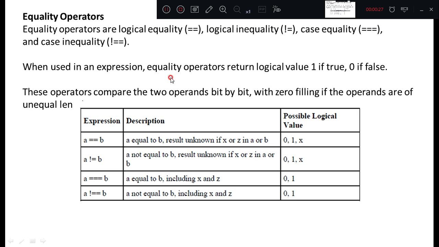When used in an expression, equality operators return logical value 1 if true, 0 if false. These operators compare the two operands bit by bit with 0 filling if the operands are of unequal length.